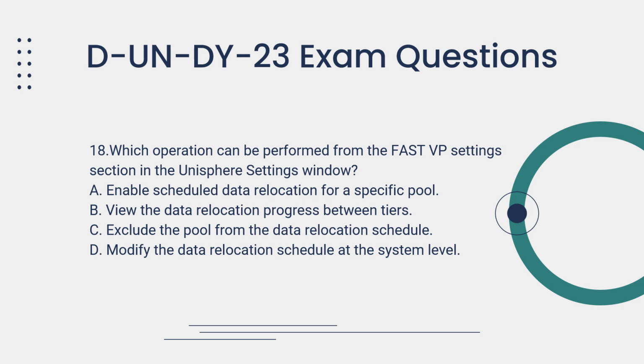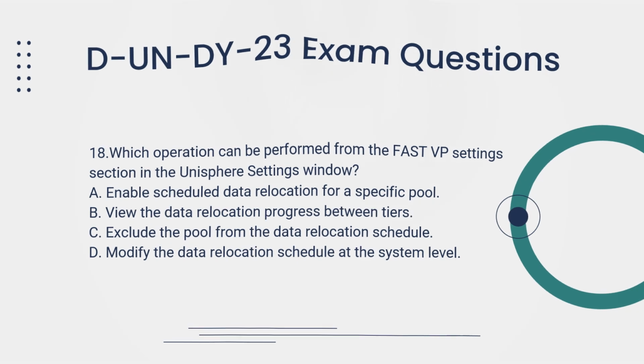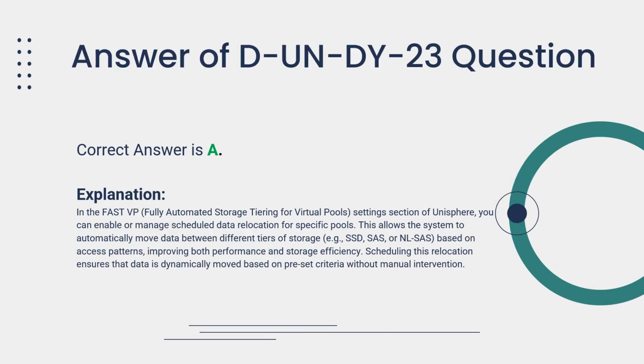Which operation can be performed from the Fast VP Settings section in the UnityVSA Settings window? A. Enable scheduled data relocation for a specific pool. B. View the data relocation progress between tiers. C. Exclude the pool from the data relocation schedule. D. Modify the data relocation schedule at the system level. Correct answer is A.